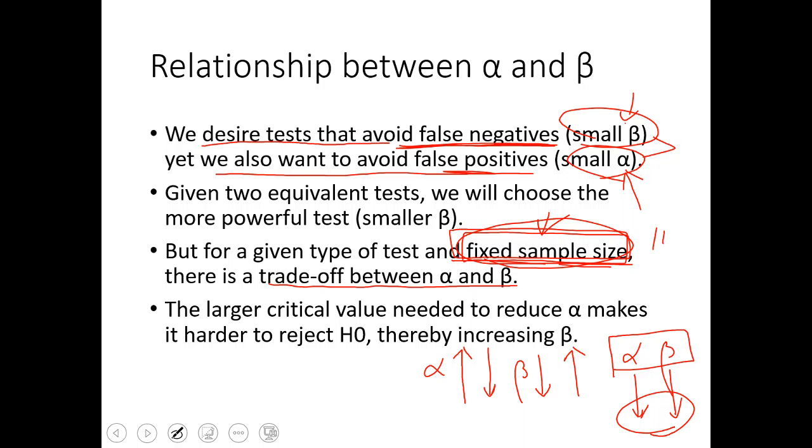If you're gathering 100 samples and these 100 samples are not changed, so the number of samples is not changed, then it is impossible. So alpha is up, then beta is down. Alpha down, then beta up, and vice versa. Beta down, alpha up, beta up, then alpha down. Okay.